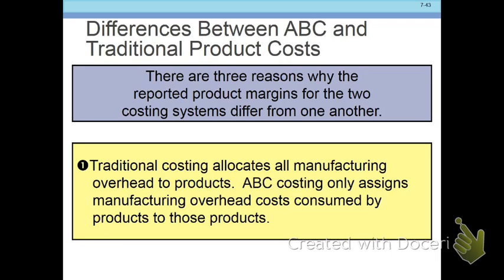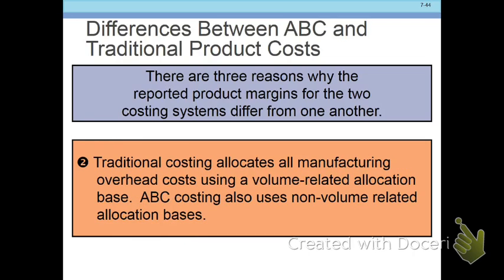First reason is that traditional costing allocates all manufacturing overhead to products. Activity-based costing only assigns manufacturing overhead costs consumed by those products to those products. The one battery that had no design changes under a traditional costing system was getting assigned some of those costs. Under activity-based costing, you don't use design changes, you don't get any of those costs. It helps you look more accurately at whether the product is profitable or not.